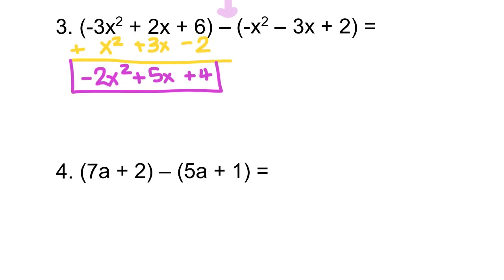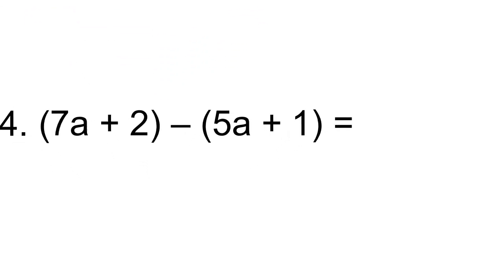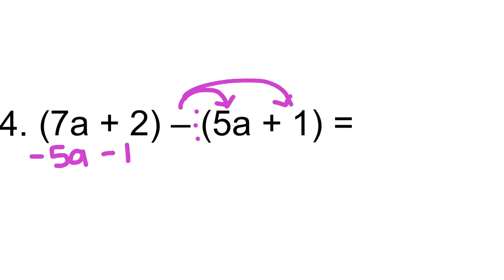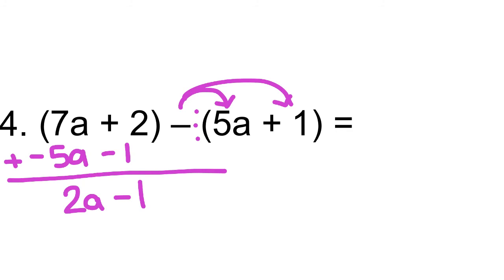Let's look at the last problem. We have a negative 1 here, so we're going to distribute that negative 1 to each term. So that would be negative 5a and then minus 1. We'll combine the like terms. 7a and negative 5a, signs are different, so we subtract and keep the sign of the larger number. And then we have 2 minus 1, that would be 1. And we keep the sign of the larger number. Since these are not like terms, 2a plus 1 is our final answer.